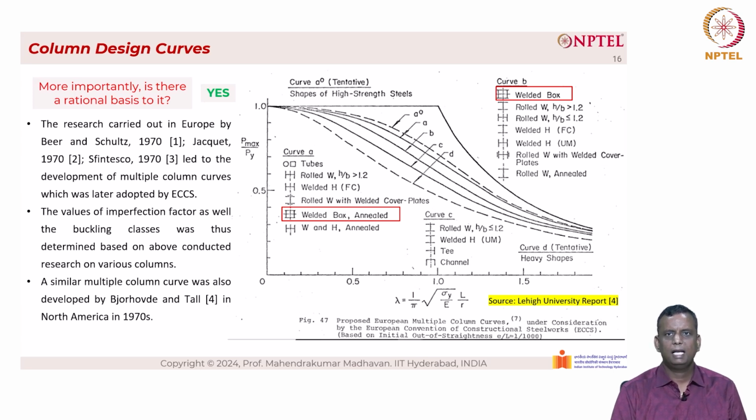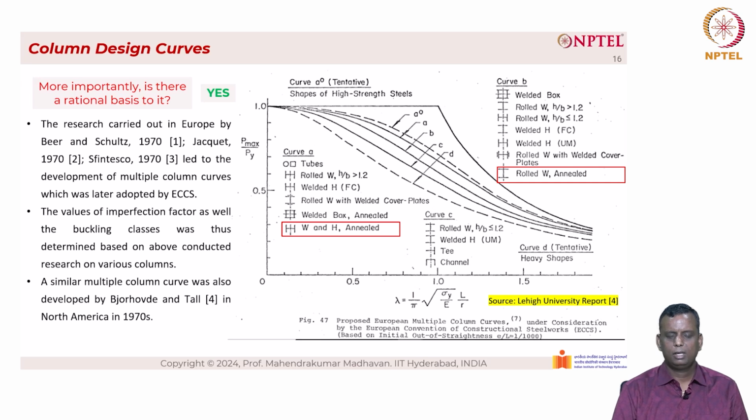Next, when we compare welded box annealed versus welded box, the one with annealing has superior residual stresses compared to the one without annealing, and hence the annealed one finds a place in curve A compared to the welded box without annealing finding a place in curve B. Now the last one that we were looking at is a cross section which is wide flange and H annealed and rolled W annealed. One is in curve A and one is in curve B. Similar argument: the one in curve A is subjected to major axis buckling. The residual stresses favor major axis buckling, and the one in curve B is subjected to minor axis buckling. The residual stresses do not favor minor axis buckling, and hence it finds a place in curve B.